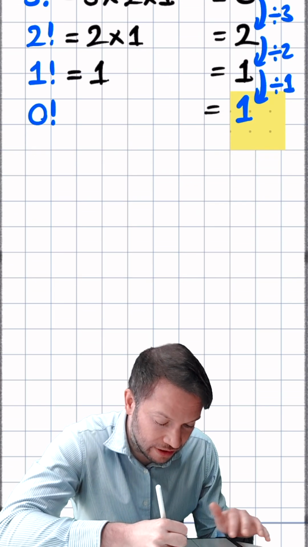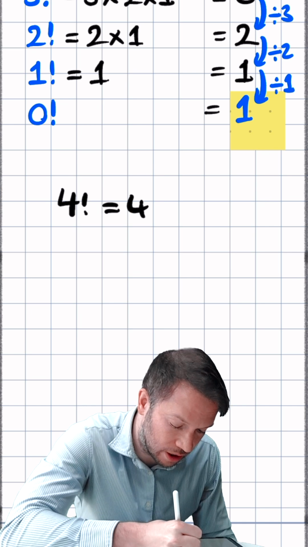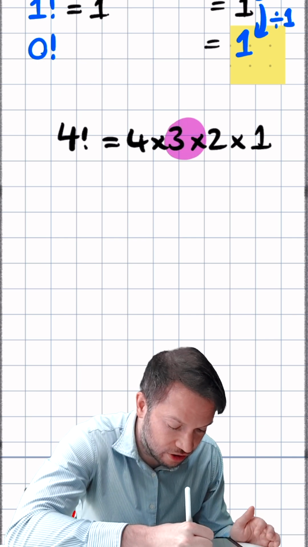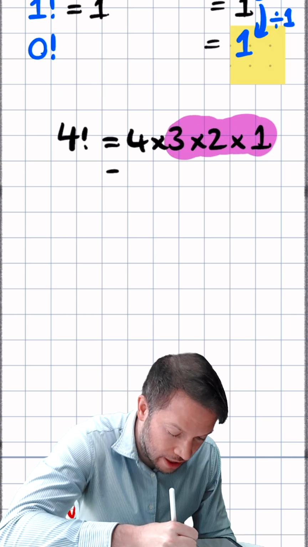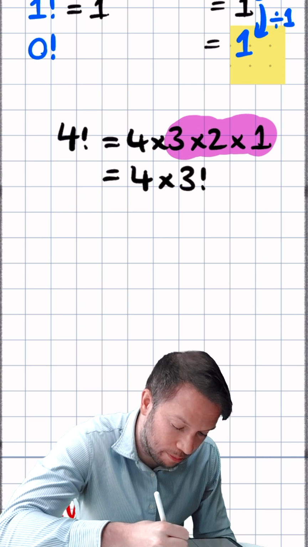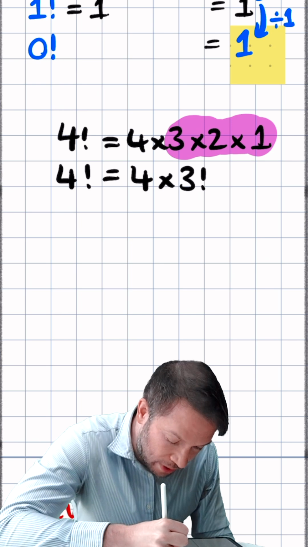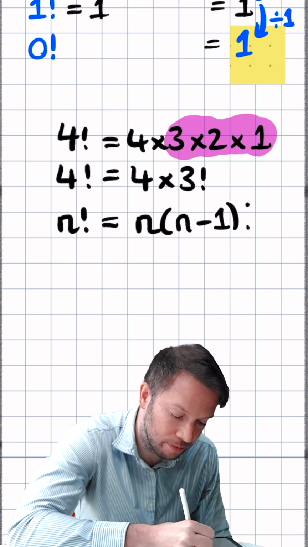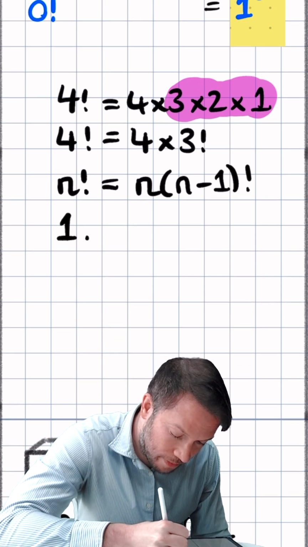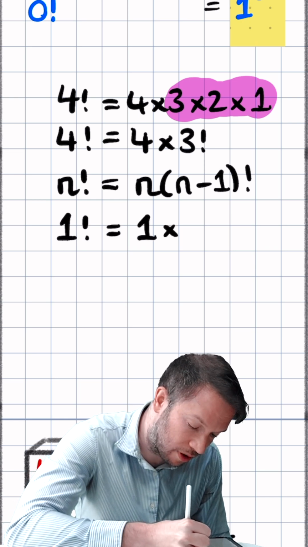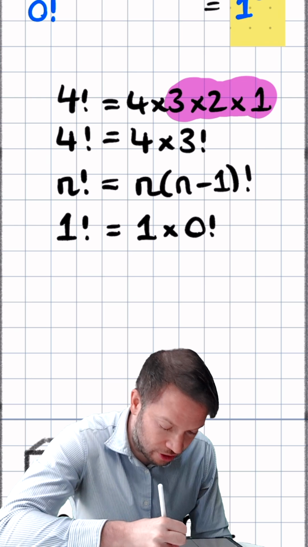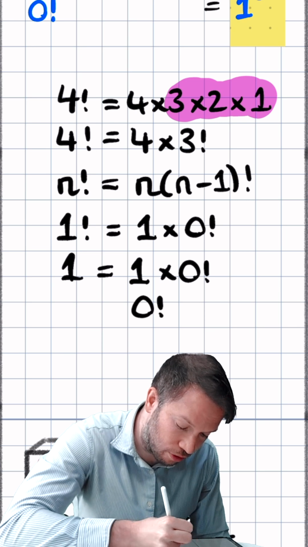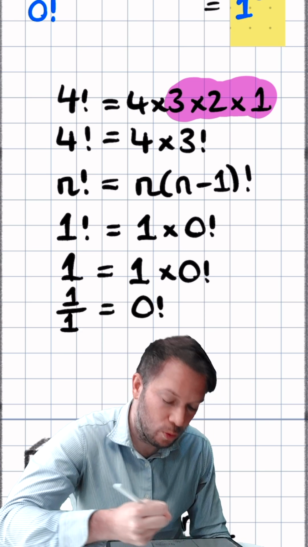Another way of thinking about it is if you started with 4 factorial, which is 4 times 3 times 2 times 1. Now, this 3 times 2 times 1 here could itself be written as 3 factorial. That's what's meant by 3 factorial. And more generally, when we work out n factorial, it is n multiplied by n minus 1 factorial. So if we were to consider 1 factorial, that's going to be equal to 1 multiplied by 0 factorial. But we know that 1 factorial is 1. So we've got 1 equals 1 times 0 factorial. Then 0 factorial is equal to 1 divided by 1, which you can see is equal to 1.